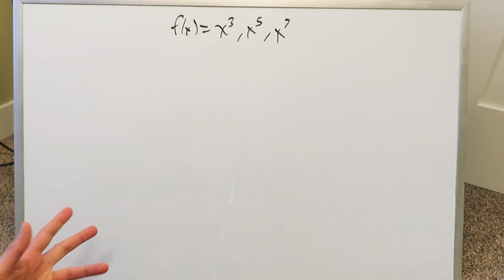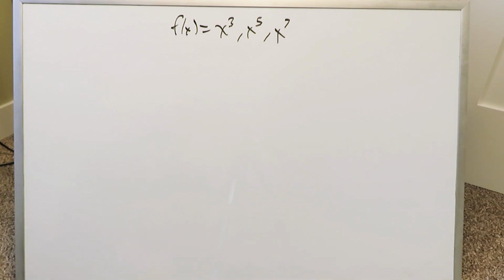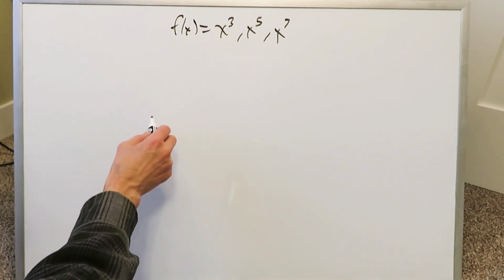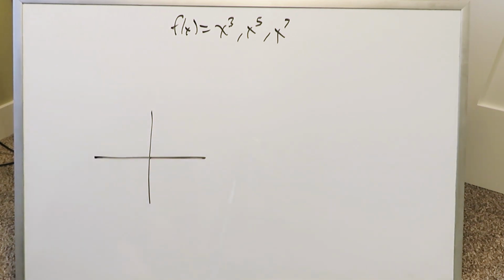We're looking at some of these odd functions, x cubed, x to the 5, x to the 7. Particularly x to the 5 is the focus over here. With regards to graphs, all of these share a particular characteristic. They go to the origin.